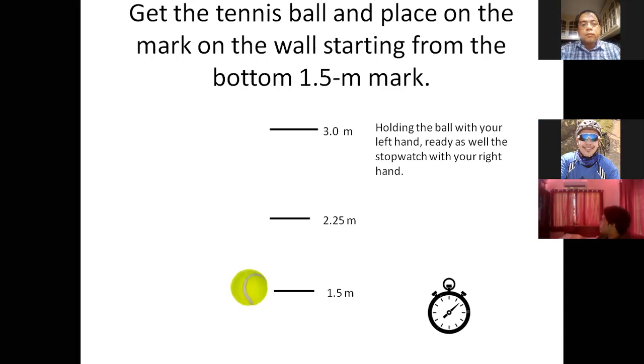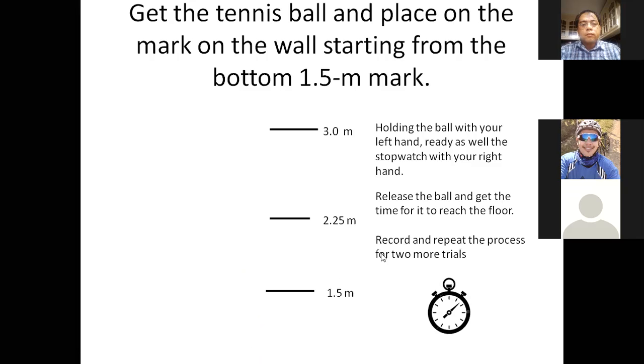Now you can let the ball fall down, and make sure that you also synchronize the stopwatch. Once the ball reaches the floor, then you stop the time. So the time starts when it leaves your hand, and it stops when it reaches the floor. Now, you record the time there, and you do the process maybe 3 times, or 2 more times. So you get the time in seconds and record the time in the table that you have.